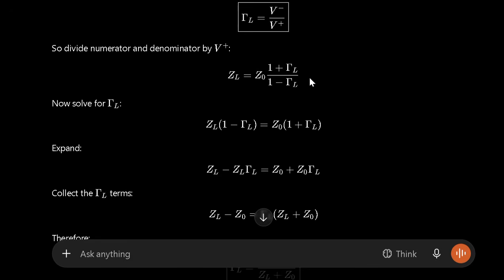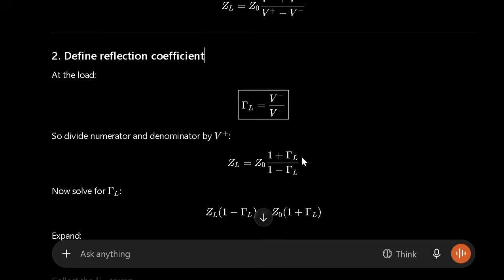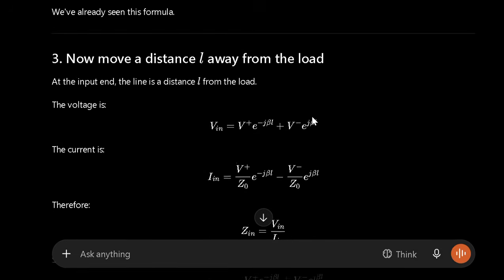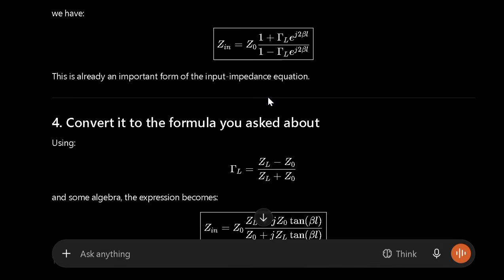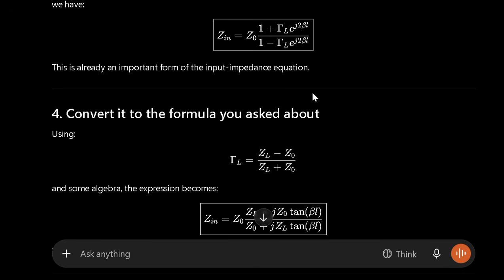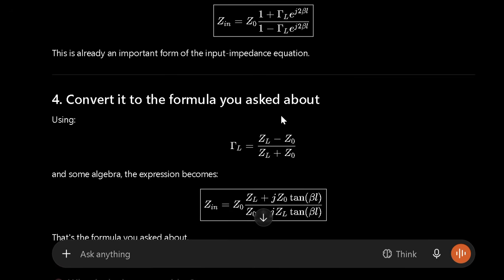Solving this, we get the reflection coefficient of the load. This is the load V minus by V plus, reflected wave by incident wave. Then convert into this formula: reflection coefficient equals (ZL minus Z0) by (ZL plus Z0). And with some algebraic expression it becomes Zin equals Z0 into (ZL minus Z0) 1 plus.